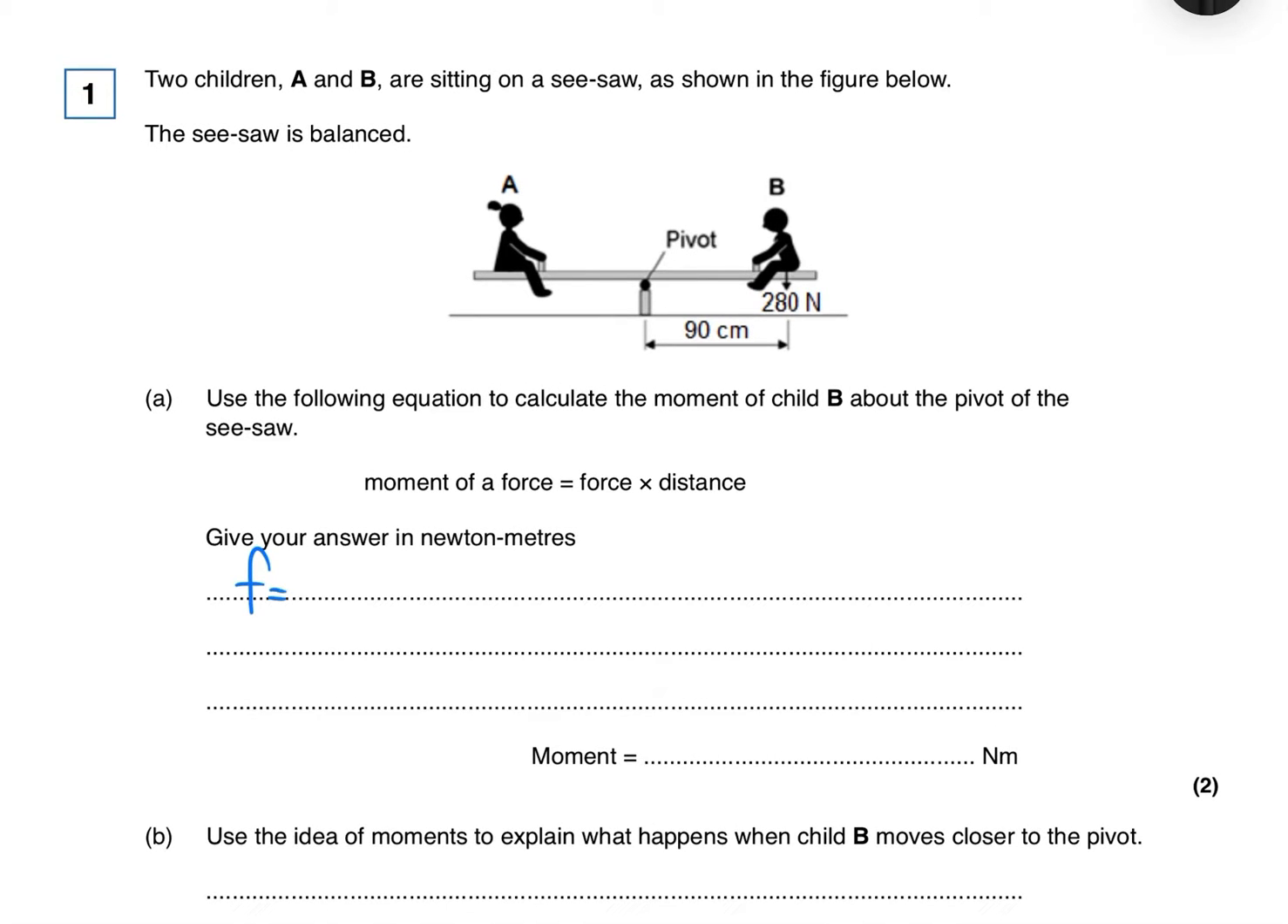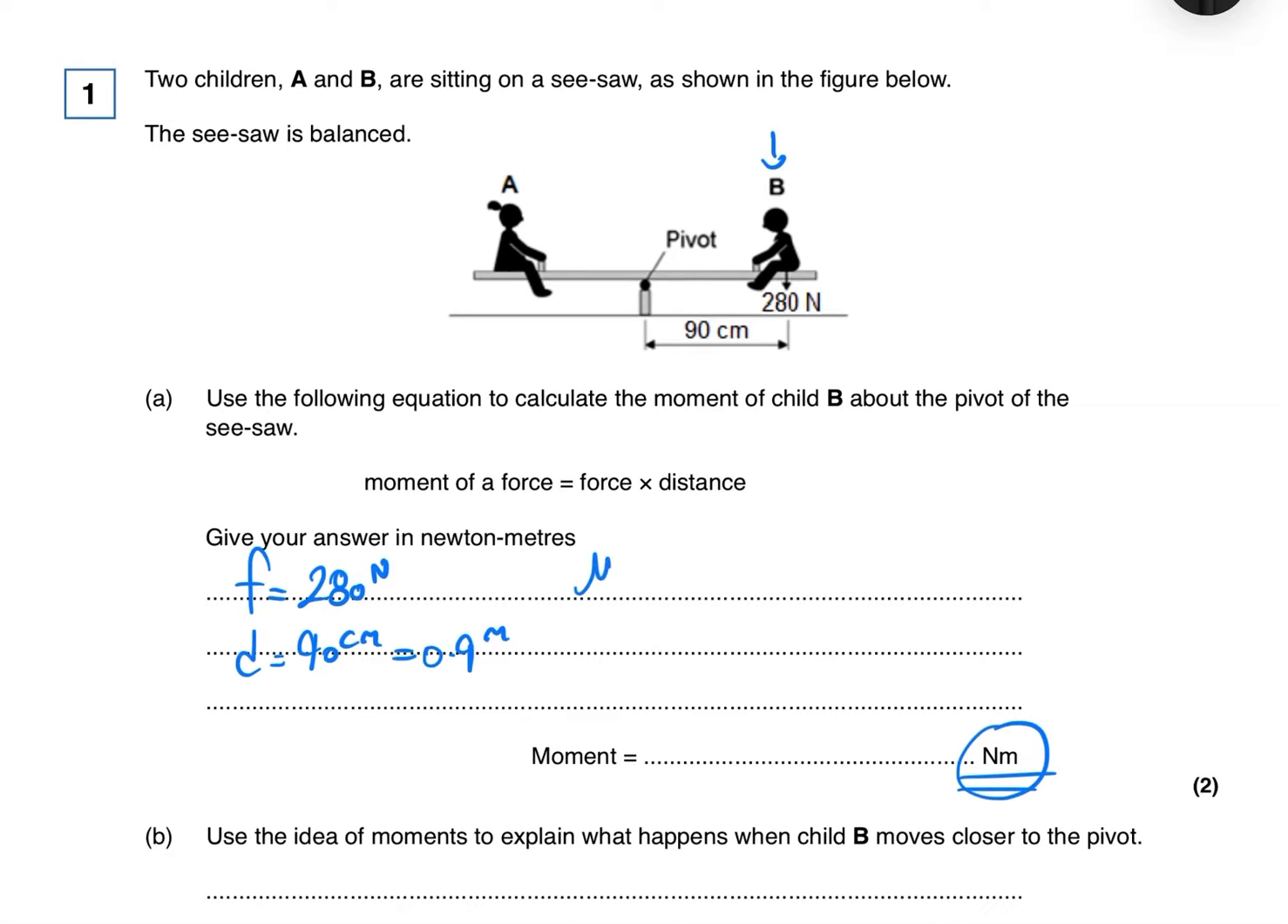Force is simply going to be equal to 280 newtons. The distance of the child, which is child B, to the pivot is 90 centimeters. Now, 90 centimeters is essentially equal to 0.9 meters. Don't forget to convert that because the unit has been given in Newton meters, actually.